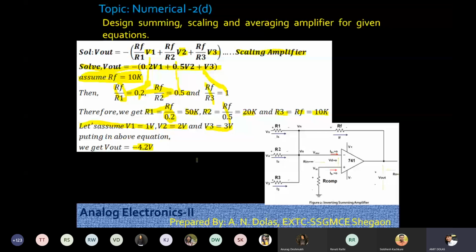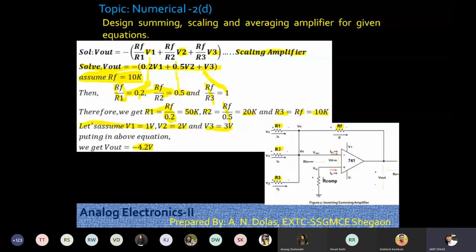One thing I forgot to mention: as it is a design problem, for all external components that you have connected in the circuit, you have to calculate the values. Now I know what is R1. R1 is 50K. What is R2? R2 is 20K. What is R3? R3 is 10K. RF is 10K.